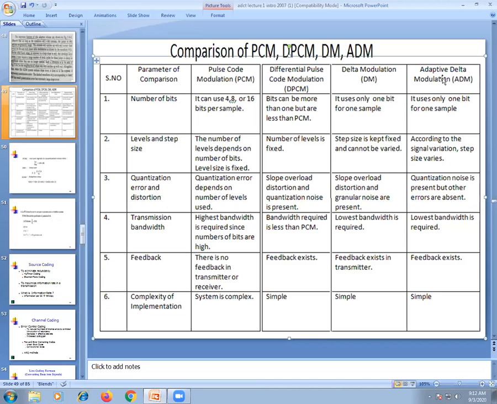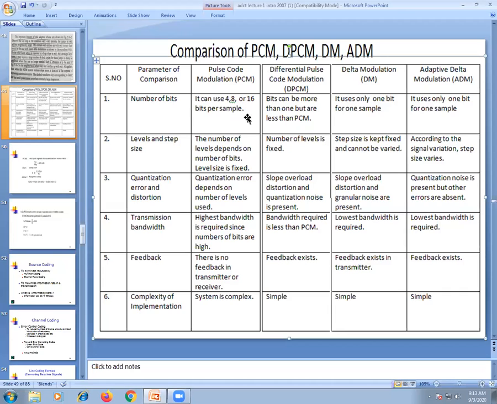And in adaptive delta modulation, adaptation takes place only. The 1 bit is used here; 1 bit is for one sample, same as delta modulation. See the number of bits parameter: in PCM each sample has 4 bits or 8 bits, 16 bits. The differential pulse code modulation reduces the bits compared with PCM, and in delta modulation 1 bit is used per sample. In adaptive delta modulation also, 1 bit is used per sample. This is the number of bits comparison.